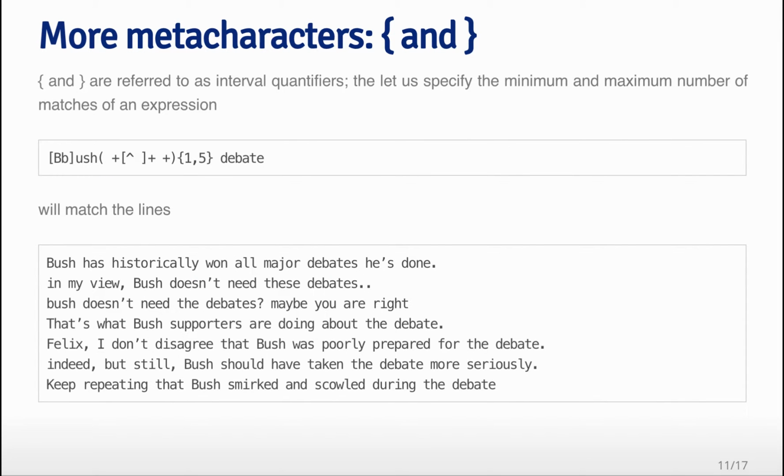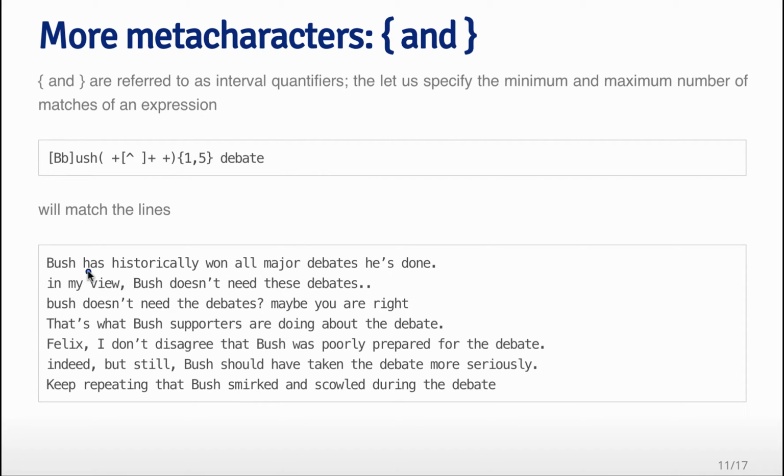We can use the curly brackets as interval qualifiers to let us specify both the minimum and the maximum number of times to match an expression. So here what we're looking for is Bush, either capital or lowercase, and at the end, debate. And in between, what we're looking for is at least one space, followed by something that's not a space, followed by at least one space, and we want to see that between 1 and 5 times. In other words, we want to see something like space, word, space, up between 1 and 5 times.